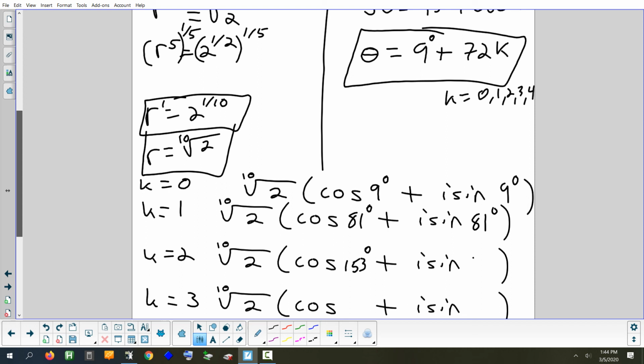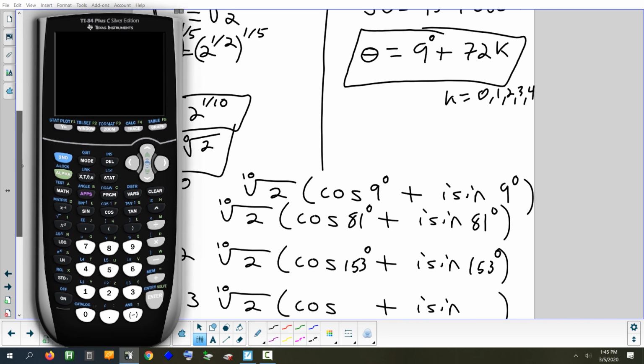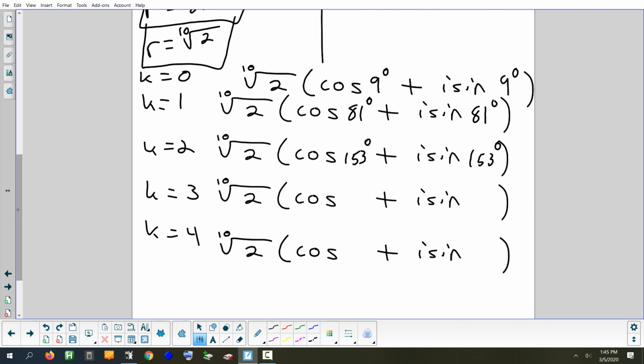We're just yelling at numbers. So 72 times 2 is 144, plus 9 is 153. The next one, 72 times 3 plus 9, is 225. Zach, just use the calculator. Yep, 225.